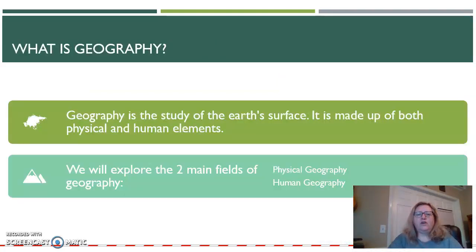All right, so what is geography? You can see on the screen there, geography is the study of the Earth's surface. It is made up of both physical and human elements, and that's where cultural geography comes in, and political geography. Why are all the states on the East Coast kind of squiggly with their boundaries? When you go out west, they become much more blocky. That's where humans have drawn those political lines. Second, we'll explore the 2 main fields of geography, physical and human.